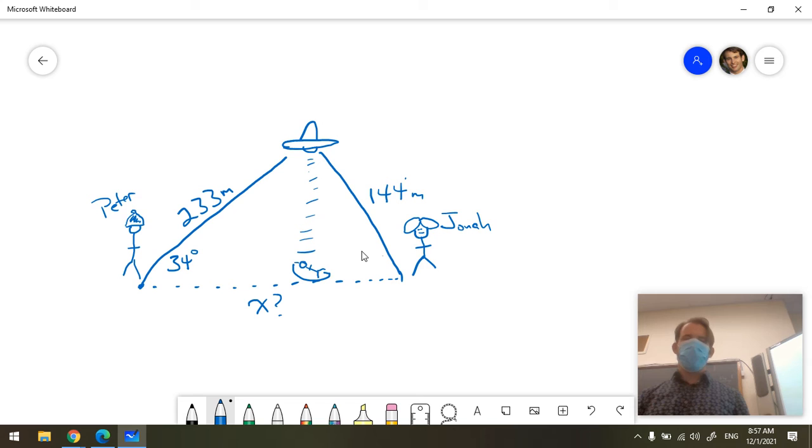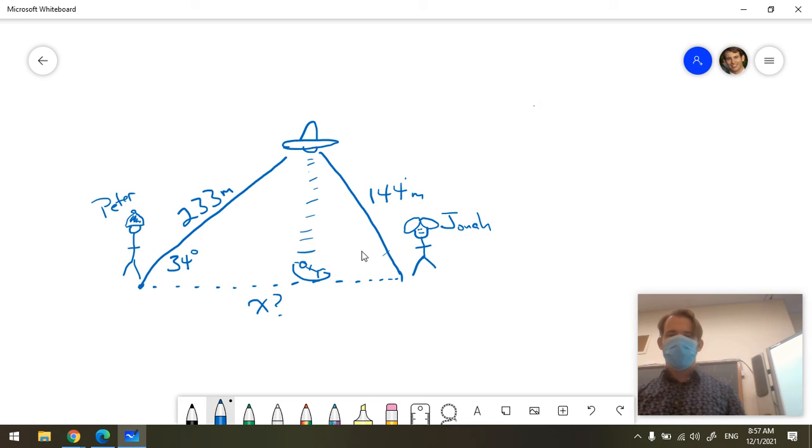What angle does Jonah look up at? These are all things we can solve with sine law. This will be a known triangle once we do it. How high does the baby go? That we can solve as well. Get your pencils moving. Get your calculators moving. Find me these things. We want to know distance between Peter and Jonah. We want to know how much closer Jonah is than Peter.